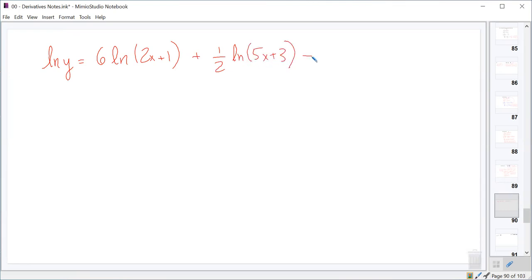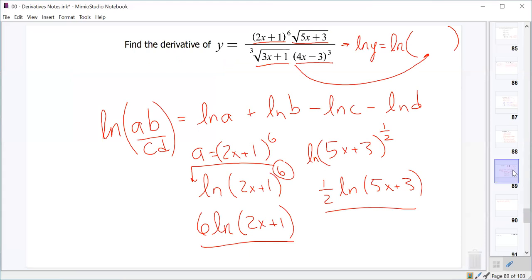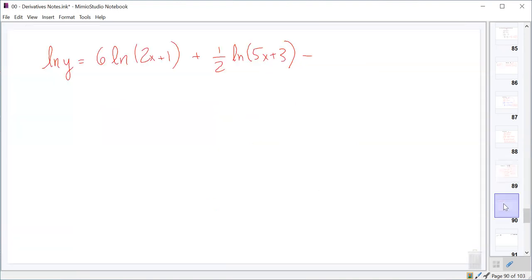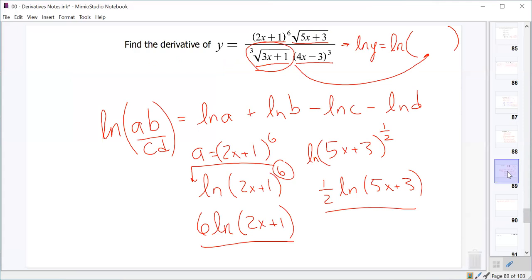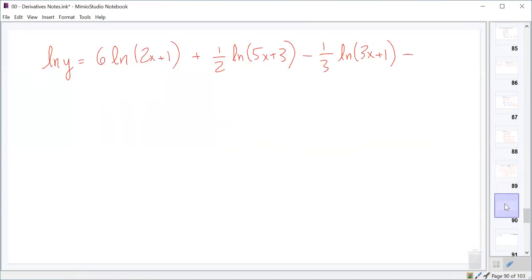And then we had a minus, and it was going to be for this one, which is going to have a power of 1/3 coming out in front. So 1/3 natural log of 3x plus 1. And then we're going to subtract the last one, which is going to be 3 natural log of 4x minus 3.